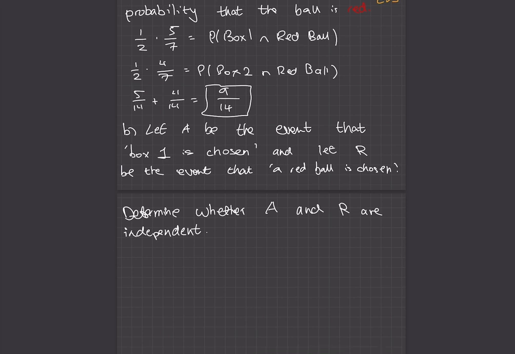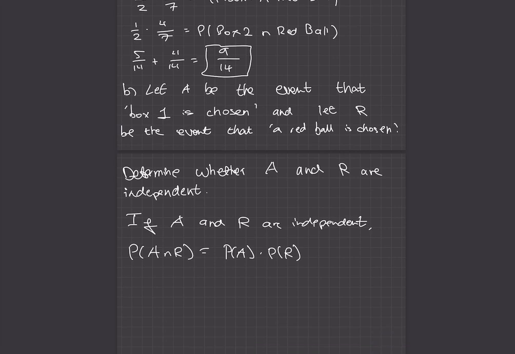So if A and R are independent, then the probability of A and R happening is the probability of A times the probability of R. What's the probability of R, the probability we pick a red ball? Well, that's just what we found, 9 over 14. Now the probability of A is the probability that we pick box 1, that's 1/2, times 9 over 14.